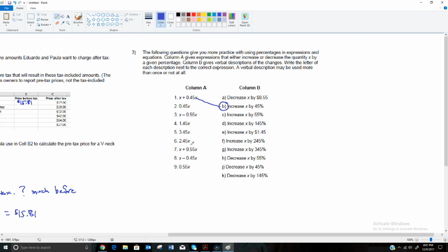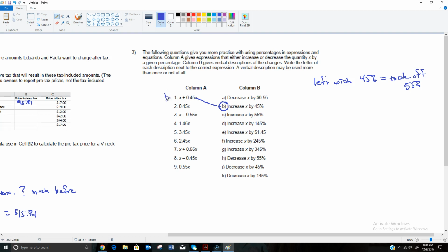So that's this one. 0.45x is not an increase. That's less than the original amount. There's a couple different ways you could think of that. You could think of just 45% of the original, or if you're left with 45%, that means the same as if you took off 55%. So this is technically a decrease of 55%.